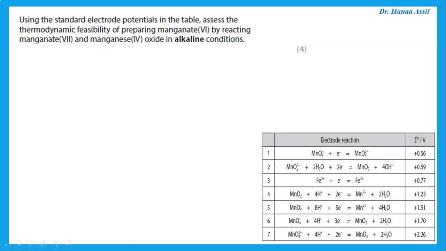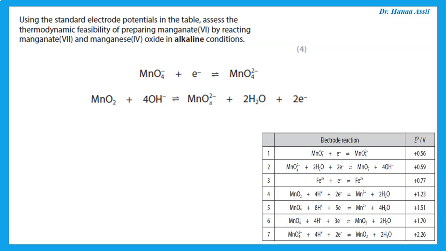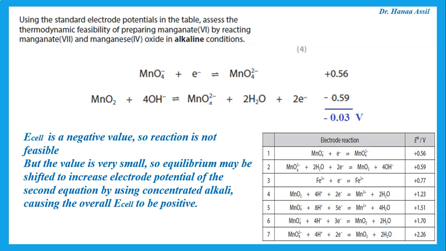So we choose the relevant equations from the table. The manganate MnO4 minus to MnO4 2 minus, and the MnO4 2 minus I wanted to change from MnO2 to MnO4 2 minus. In this case, you're going to take the E cell of each one. Remember, we inverted that second equation, so we're going to invert the sign. The E cell here is minus 0.03 volts. So this is a negative value. So the reaction is not feasible.